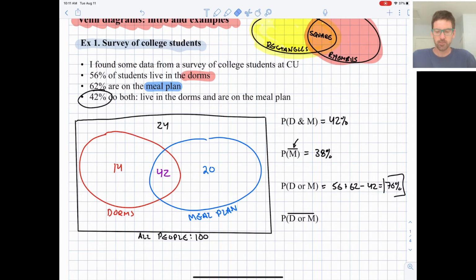And lastly, what's the chance that someone is not either in the dorm or on the meal plan? So look at these two questions right here. One's the complement of the other. So they have to add up to a whole, they have to add up to 100%. So easiest is to just call this 24%, but we could have seen that just from the Venn diagram as well.